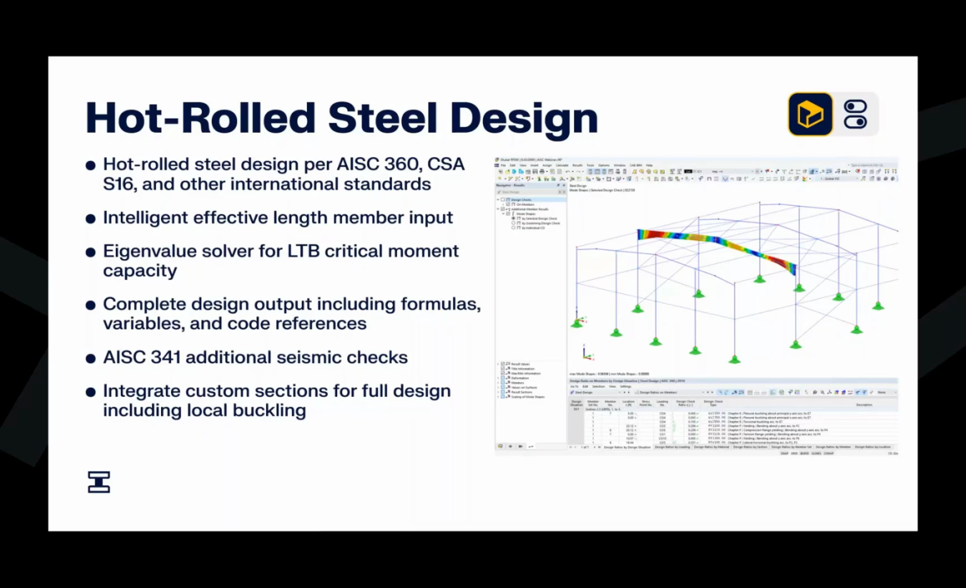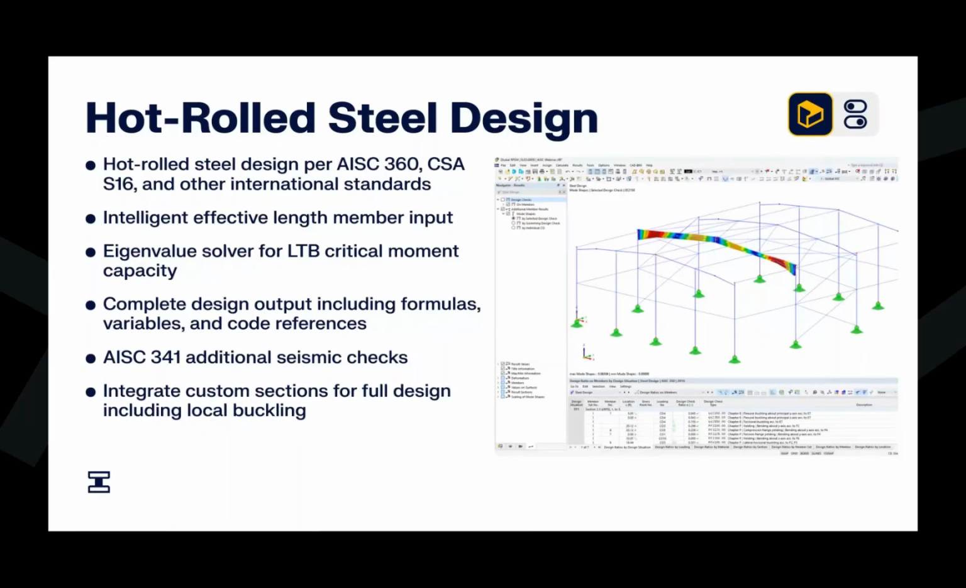Now, not only do we have access to the cross sections in the main program and materials, but we can always create our own custom cross sections, either with the parametric sections, or we can integrate with our standalone program RSECTION for full member design as well. Built up sections is another topic that, again, we can carry out the full steel design for, including local buckling checks.